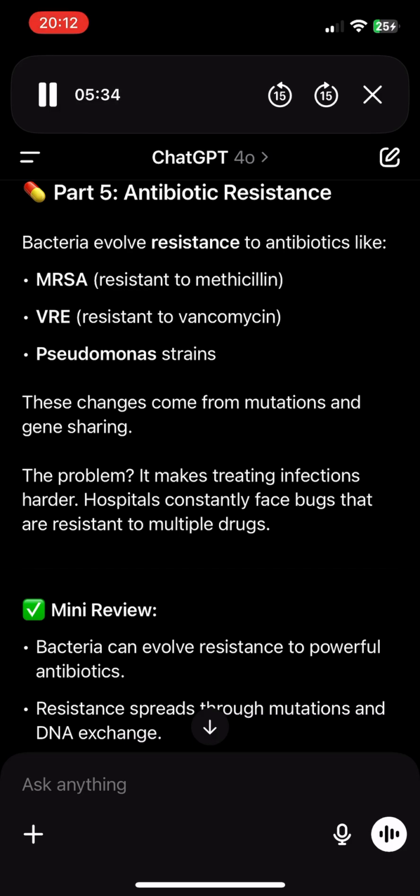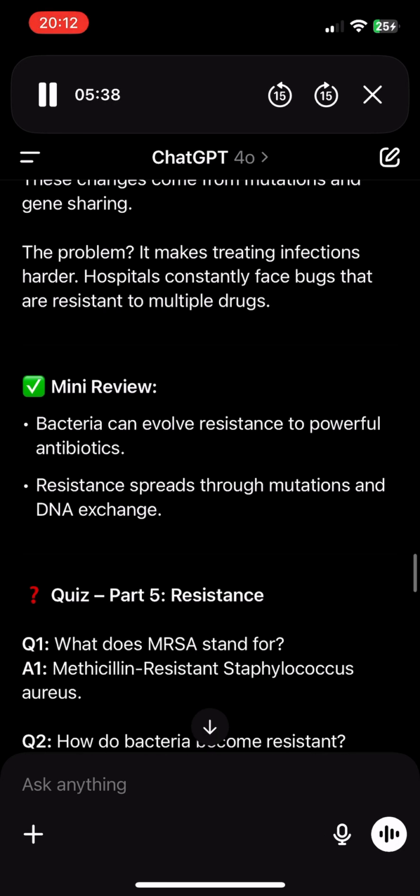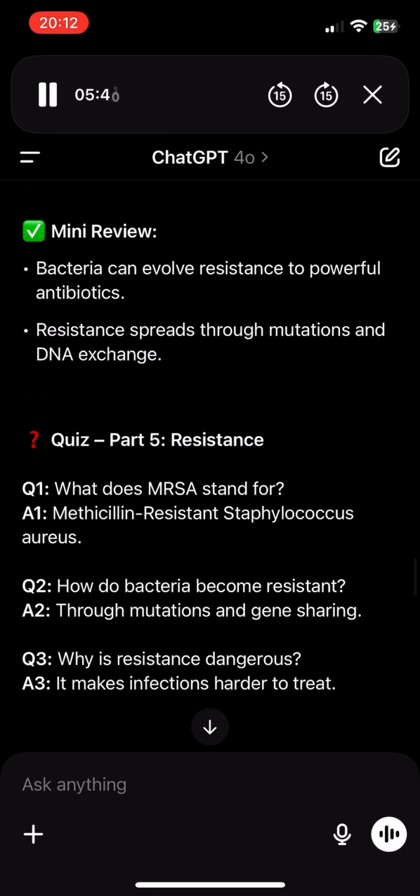Mini review. Bacteria can evolve resistance to powerful antibiotics. Resistance spreads through mutations and DNA exchange. Quiz Part 5, Resistance. Q1, what does MRSA stand for? Methicillin-resistant Staphylococcus aureus. How do bacteria become resistant? Through mutations and gene sharing. Q3, why is resistance dangerous? It makes infections harder to treat.